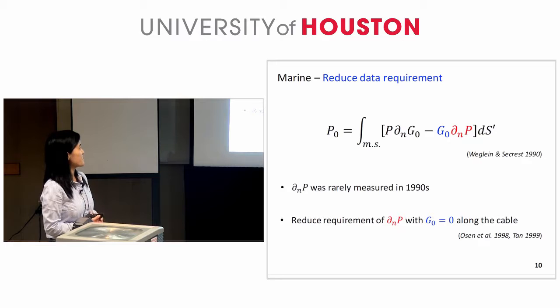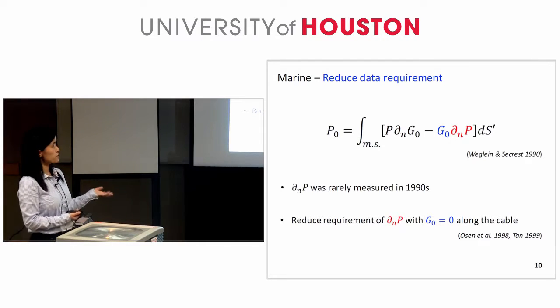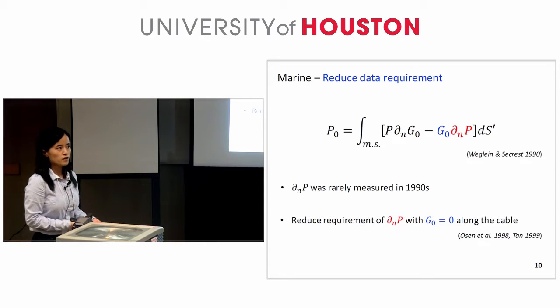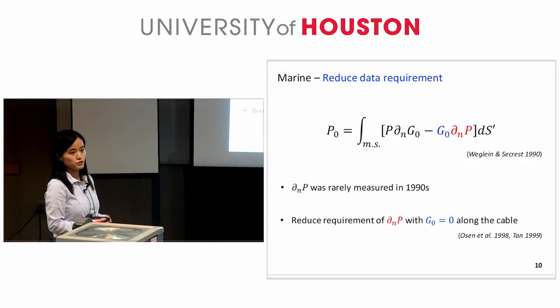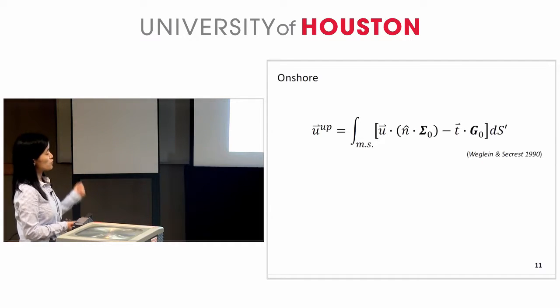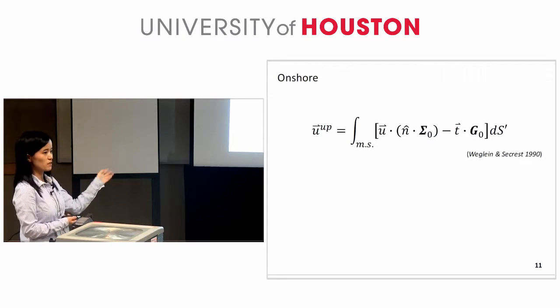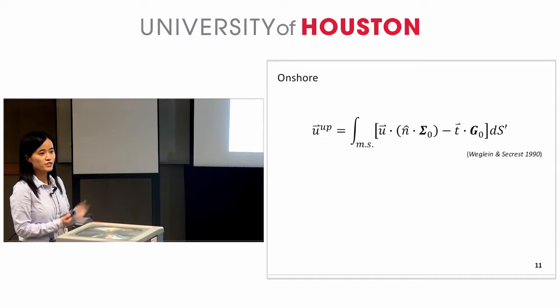Today, that contribution is less significant because marine acquisition has advanced. People have gel streamers and over-under cables, which can provide the normal derivative information effectively. But moving to land, there is a similar issue. Today it is rare to have the analogous land data of the normal derivative, which expresses itself as traction. So this formula is used for onshore wave separation, and it provides a solution to separate the ground roll and ghost out from your reflection data.